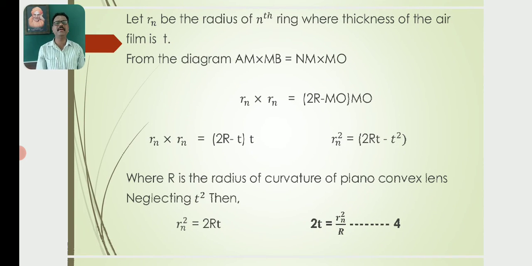So let r n be the radius of the nth ring, where the thickness of the air film is t.